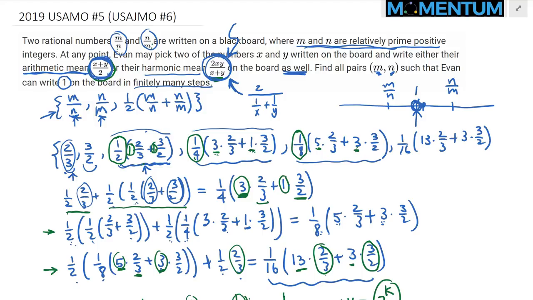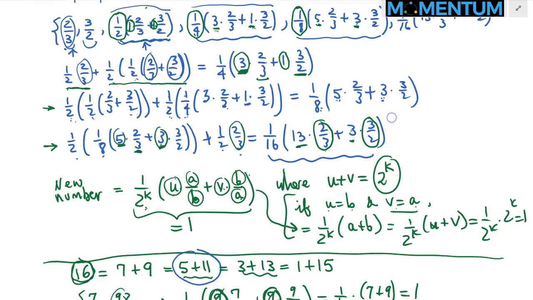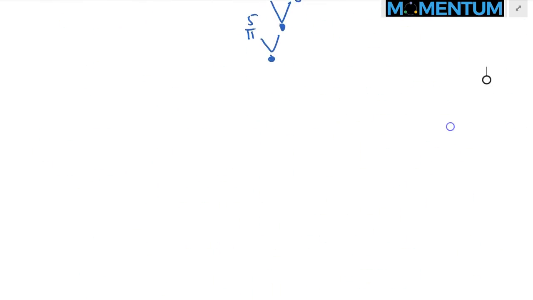And in general, it turns out that there is no other way to do better. So what I mean is, there are no other m and n values besides m plus n being a power of 2. You can never reach 1, even when you use the harmonic mean. Okay, so let's prove it.